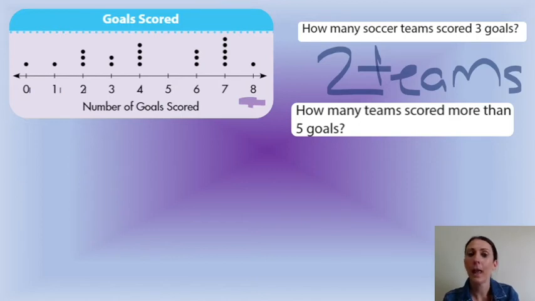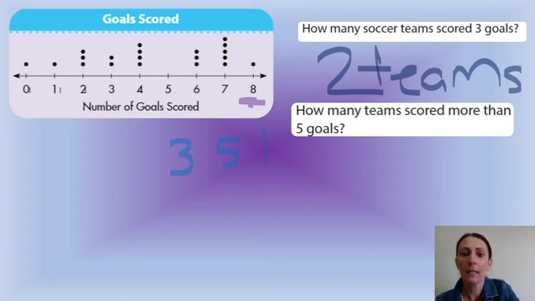All right, what did you get? How many teams scored more than 5 goals? Well, let's take a look at our line plot. Well, more than 5 would be, let's start at 6. So how many dots do we have above the 6? Right, we have 3. And then the 7. How many dots do we have above the 7? We have 1, 2, 3, 4, 5. So there's 5 there. And then 8. How many dots do we have above the 8?